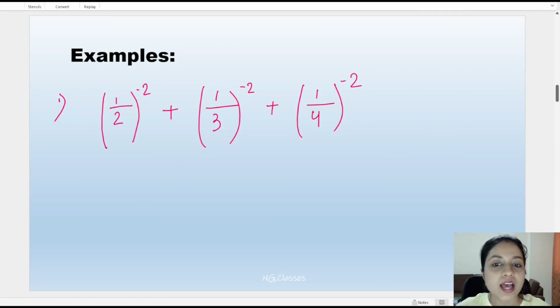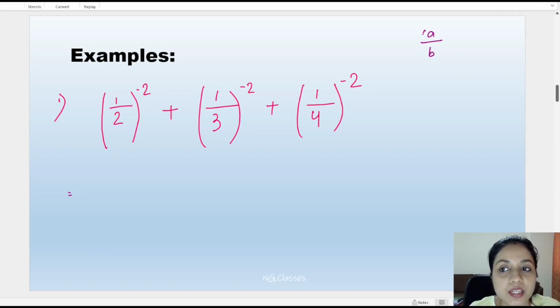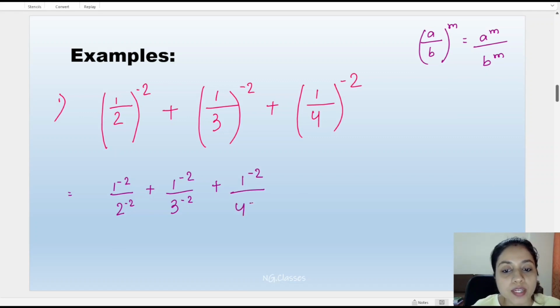So as we can see here, we have one expression and we have to simplify it by using the properties of exponents. At first we can distribute the power according to the property which says (a by b) whole to the power m can be written as a to the power m divided by b to the power m. This property we are going to apply at first. So it became 1 to the power negative 2 by 2 to the power negative 2. We have just distributed the powers. Similarly, we will distribute the power for the other terms as well. So it will be 1 to the power negative 2 divided by 3 to the power negative 2. Similarly, 1 to the power negative 2 divided by 4 to the power negative 2.